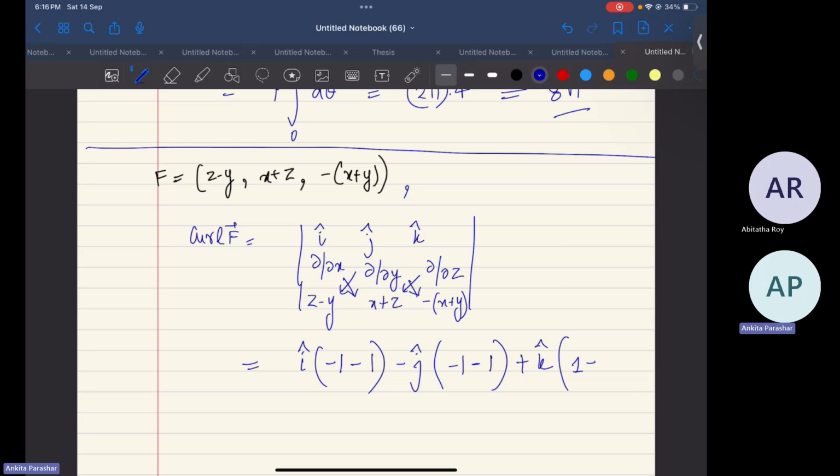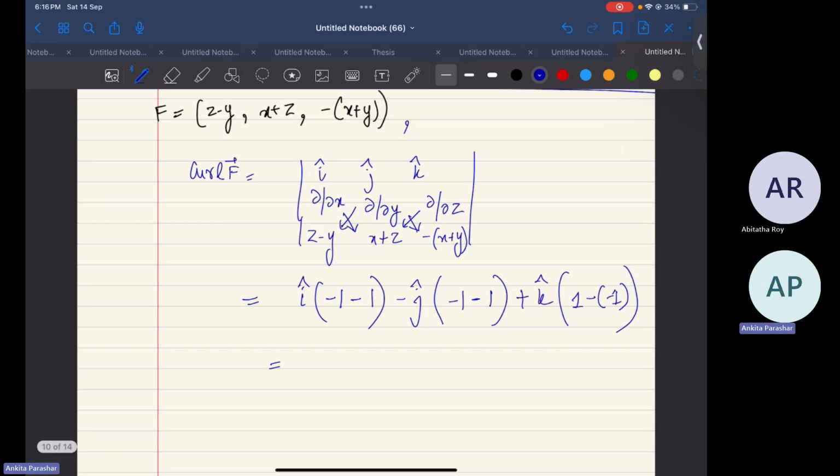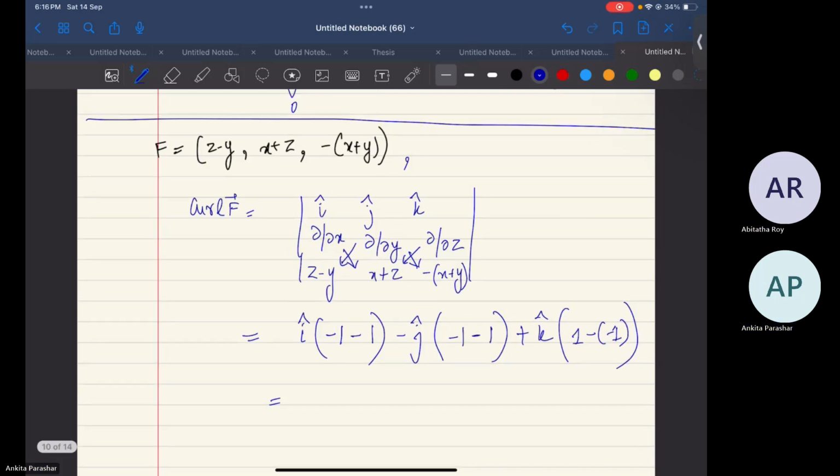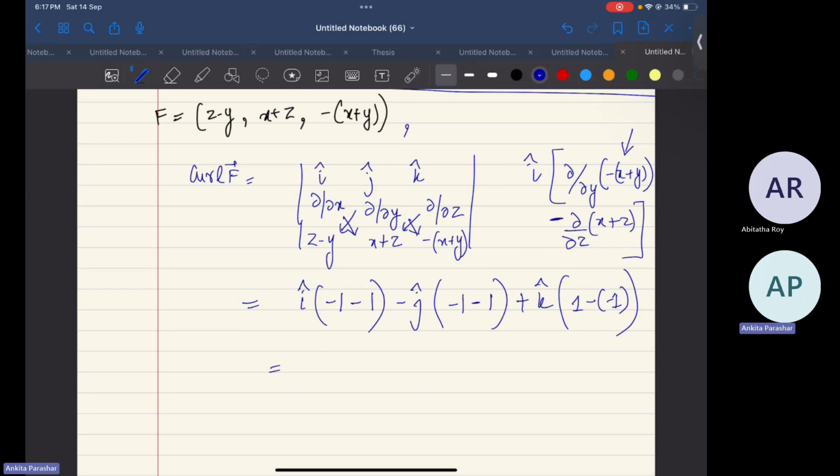It is 1 and then minus of minus 1. Okay, with i cap it would be a +1. Sorry, we get a -1, but there's a minus already outside. No, if I just take i cap times del by del y of minus of x plus y and then minus of del by del z of x plus z. This is what we have, right? So del by del y of this negative term is minus 1 and then minus of del by del z of x plus z will be minus 1 again. Is that okay? I think I'm careful.